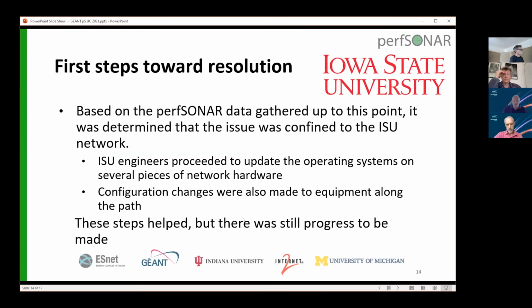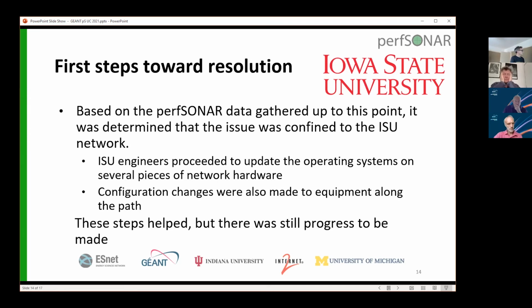So based on all of that, we were positive on the data that they had uncovered that the problem was specific to the ISU network. So ISU engineers went through, did some additional testing. They found some really outdated firmware and operating systems on switches and routers. So they went through and got everything back up to date, and that made a little bit of a change. Things got a little bit better.